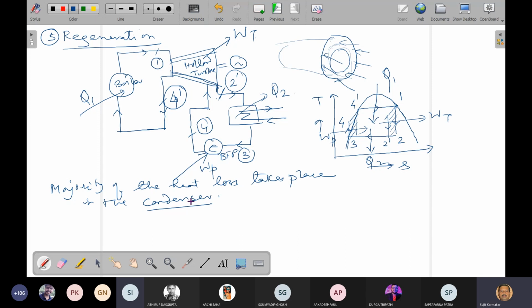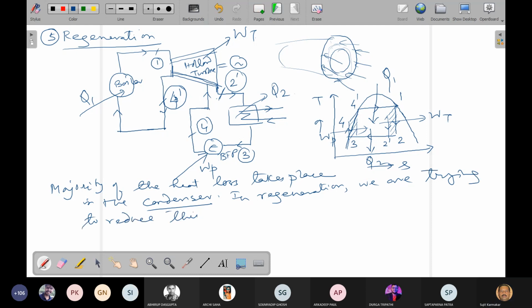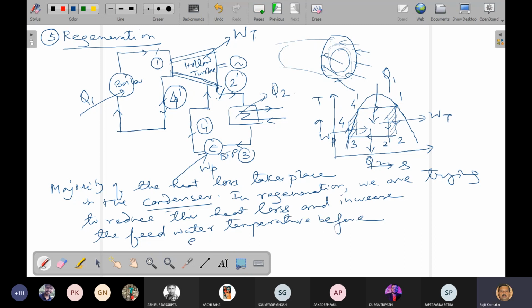Alright. So in regeneration, we are trying to reduce this heat loss and increase the feed water temperature before entering the boiler.